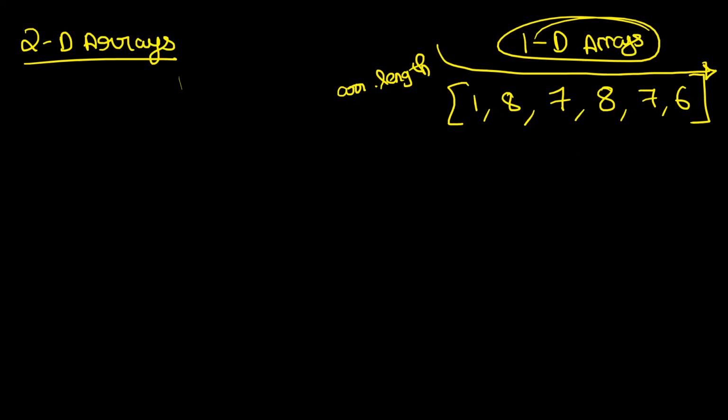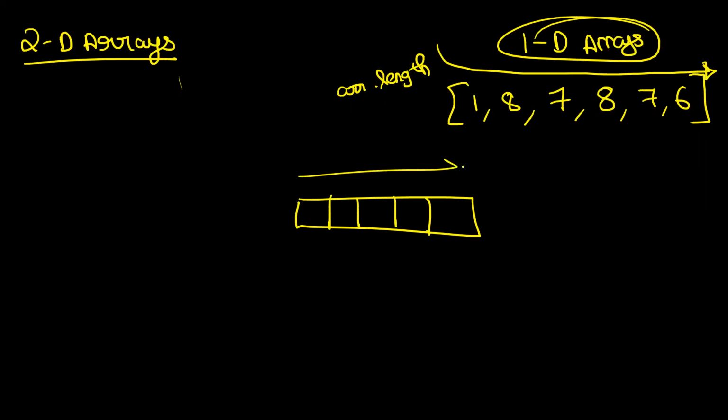But we also have a concept of a two-dimensional array. And see, why is this array one-dimensional? Because if you look at this array, it only has one dimension, that is length. Only the x-axis is there. Think of it like this, only one dimension. Now, what is a two-dimensional array? Or why do we use two-dimensional arrays in the first place? For representing what kind of a data structure?